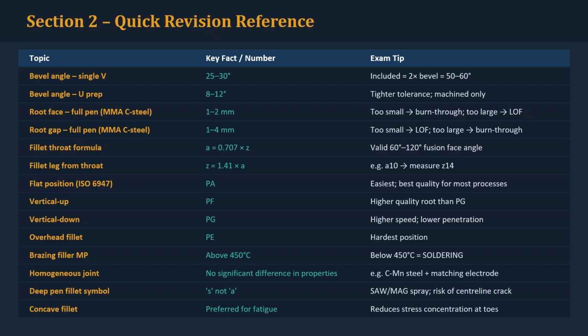Then there are the joint classifications. Homogeneous means there is no significant difference in properties between the relevant materials. Heterogeneous indicates a significant difference between weld metal and parent material. Dissimilar or transition joints involve significant differences between the parent materials. Finally, remember the practical significance of concave fillet welds and the special geometry of deep penetration fillets.